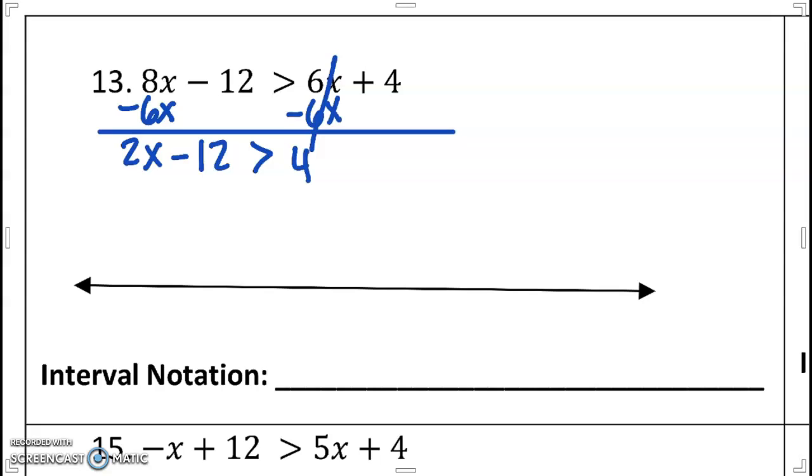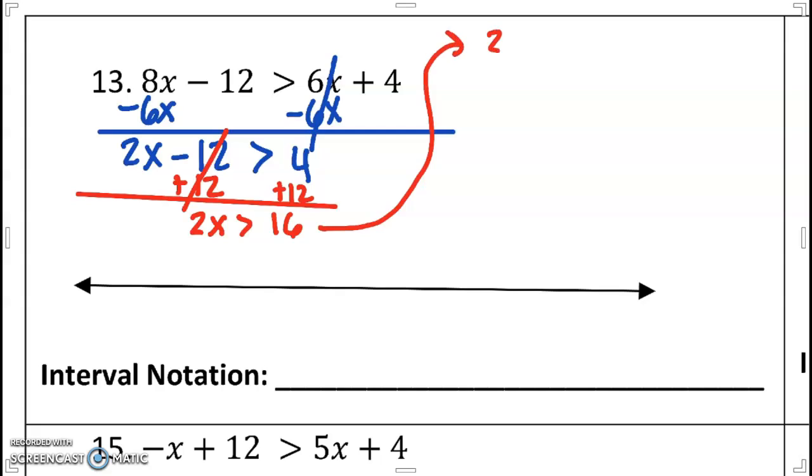Now what? Yeah, trying to get that x alone, I'm going to add 12 to both sides. When I do that, my 12's cancel. I get 2x is greater than 16. I'm going to run out of space here, so I'm moving up. Now what? Divide 2x and 16 by 2.